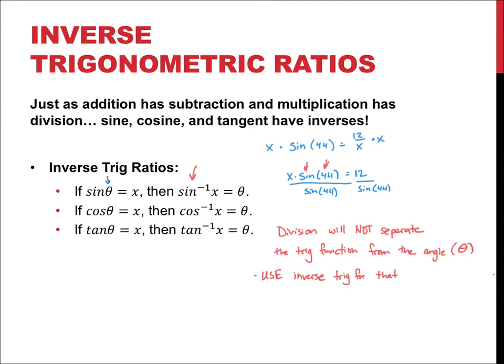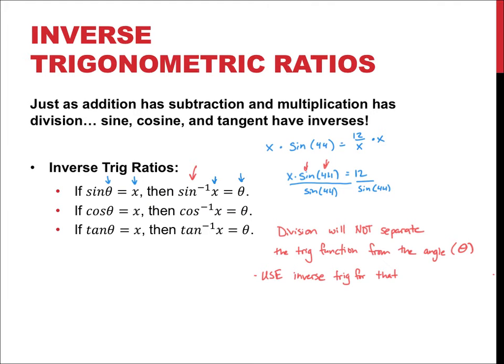So we have sine of theta is equal to x. Okay, well, the inverse function flips those. So I flip theta and I flip x. So now I have the inverse of the sine is equal to the angle. Okay, and that's how this is going to work. You're going to get things set up, and then you're going to take the inverse of the side fraction, the side ratio, and that'll give you your angle.